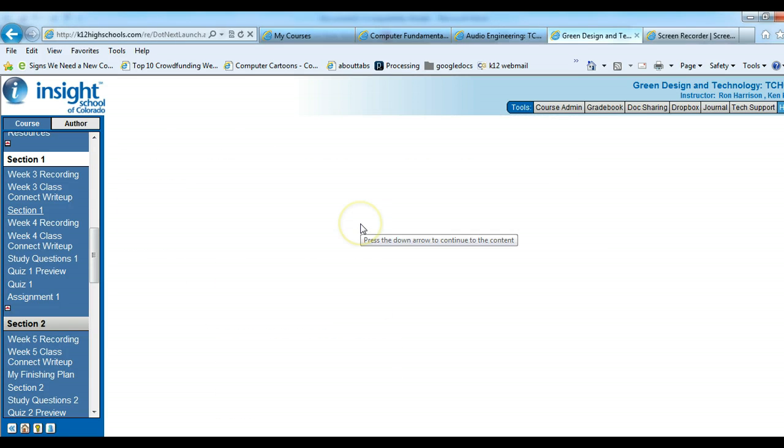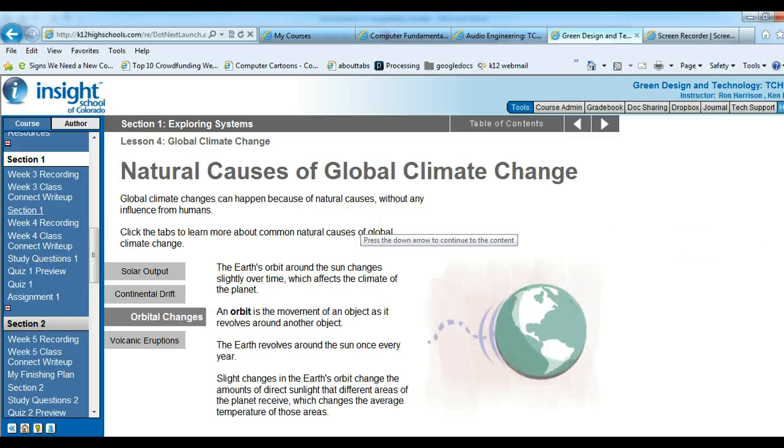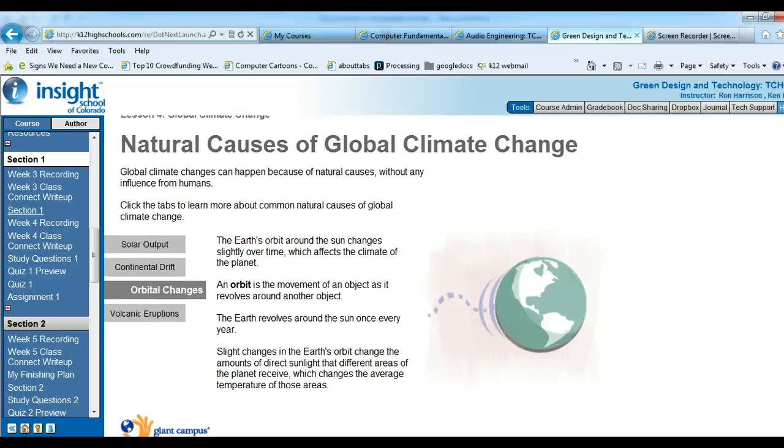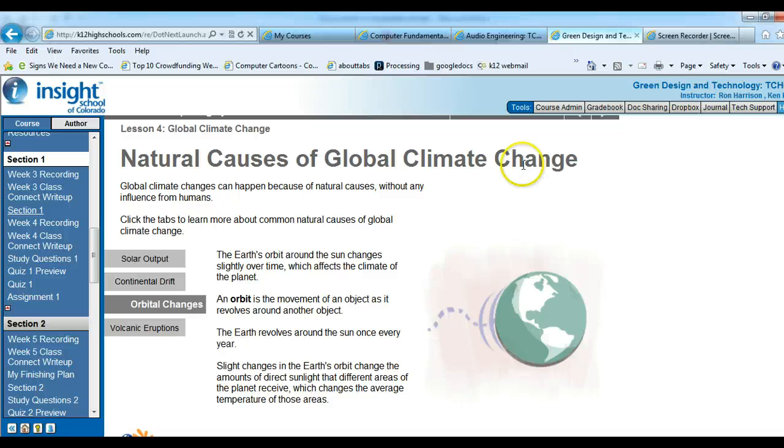Orbital changes. This would mean that the Earth, in its rotation around the sun, doesn't do the same thing all the time. It gradually moves either further away from the sun or closer to the sun. Nothing that's going to change our temperature or climate from one day to the next, but from thousands of years to the next thousands of years, it could have a slight change.